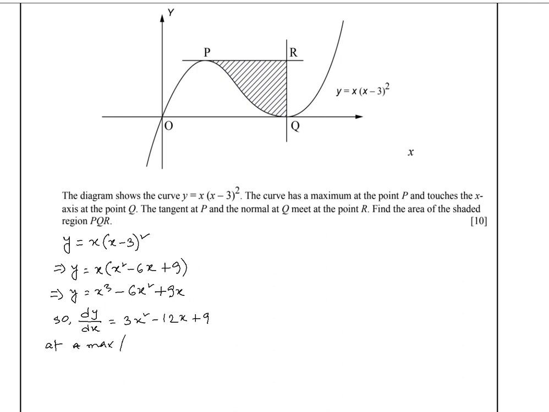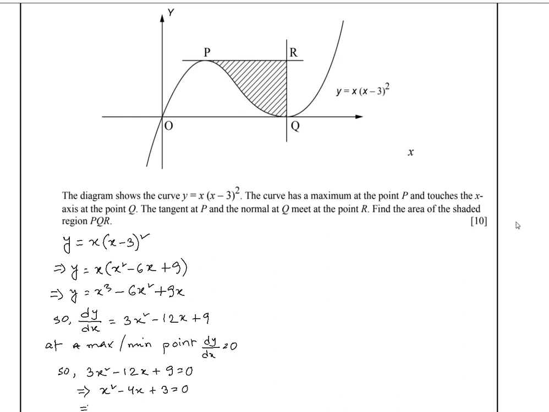So at the maximum and minimum points, the gradient of the tangent is 0. So dy over dx equals 0. So using dy over dx equals 0, we can write 3x squared minus 12x plus 9 equals 0. Let's divide the entire equation by 3. So in the next line we can write x squared minus 4x plus 3 equals 0.